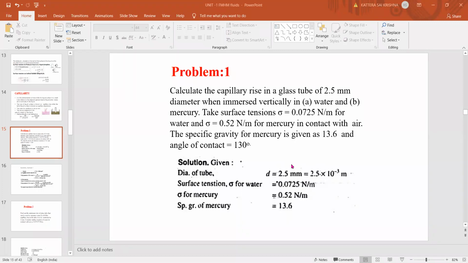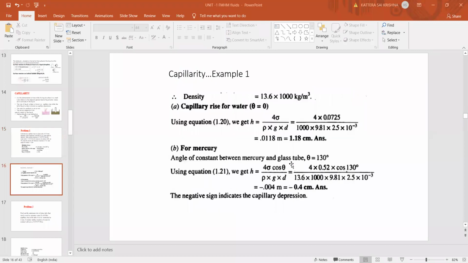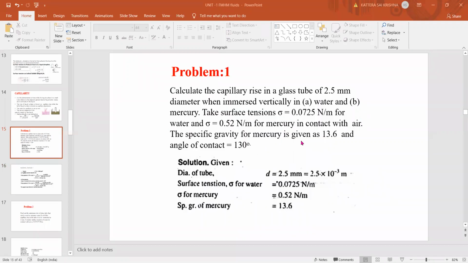So what is the H value? H equal to 0.011, sir. 0.0118 meter. Meter is also okay, but it is very small, so you can write it in centimeters. Multiply it with 100, because 1 meter equals 100 centimeters. So 0.0118 meter becomes 1.18 centimeter.